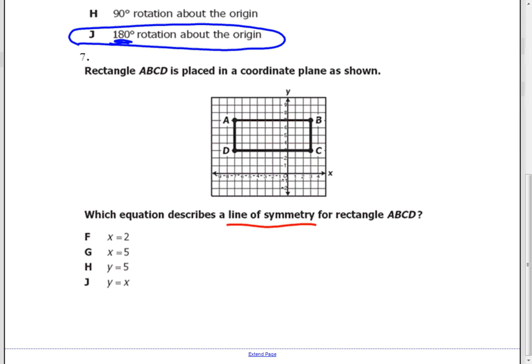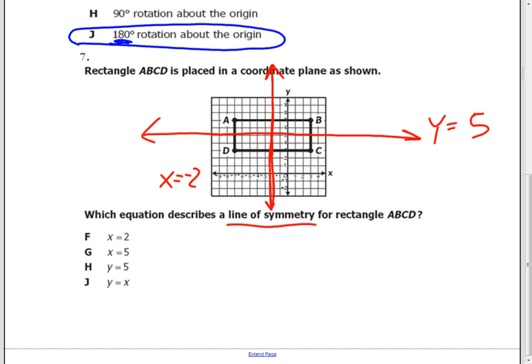Lines of symmetry. Lines of symmetry are that... 1, 2, 3, 4, 5. Looks like it's 10, so that would be hopefully the middle. Which equation describes one of those lines? Well, the one that goes through the y-axis goes through at y equal to 5. The one that goes through the x-axis is at x equal to -2. Is one of those there? H. Did you guys choose that? Yes. Yeah.